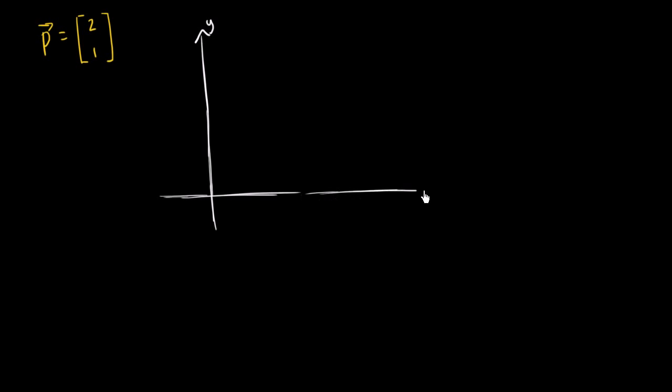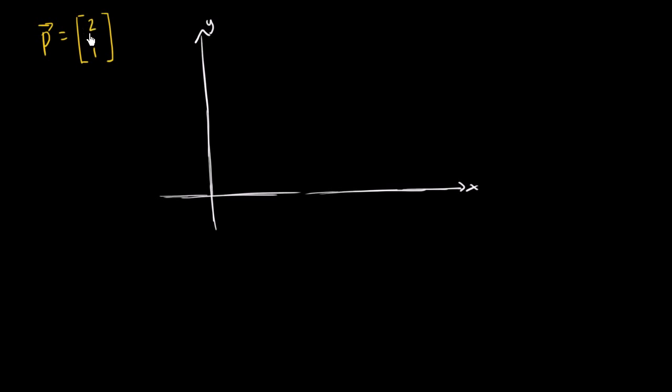Let's say that we've got a position vector p, and it is represented as a column vector right over here, 2, 1. So if we wanted to plot this, and that's what I will do, let's plot it. So that's my y-axis. This right over here is my x-axis.